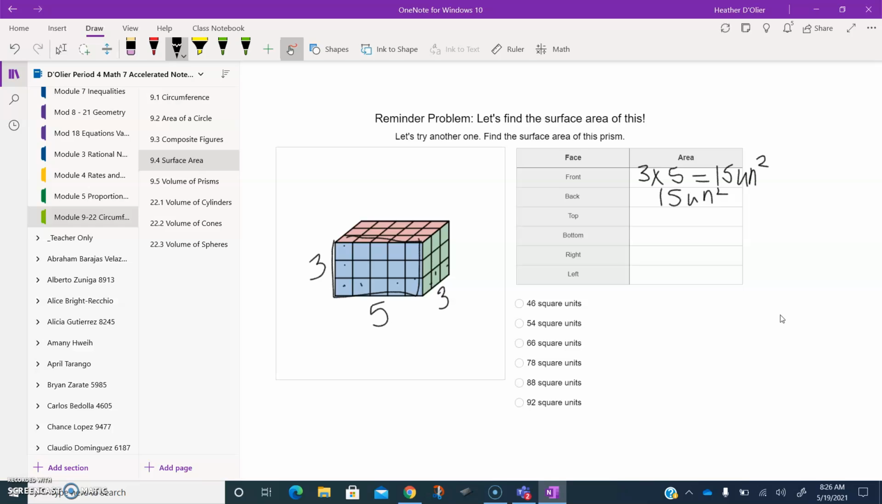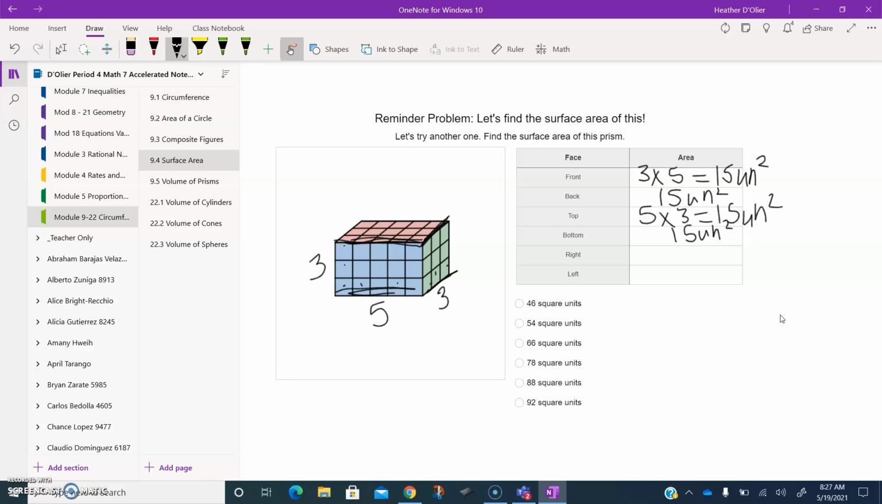Then the top. If I need to erase it, you guys did a lot of these on Desmos, I can. The top is right here. This measurement is the same as this, so that's 3. And this measurement is the same as this measurement. So it's 5 by 3 again, which gives me 15. That means the bottom is also 15.